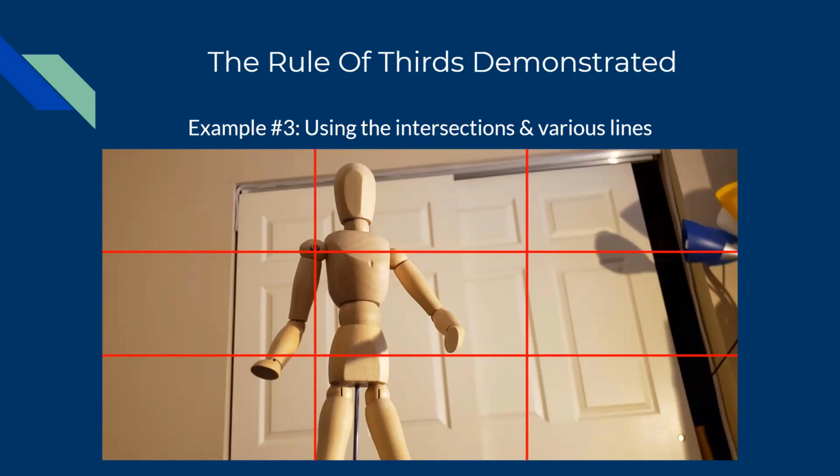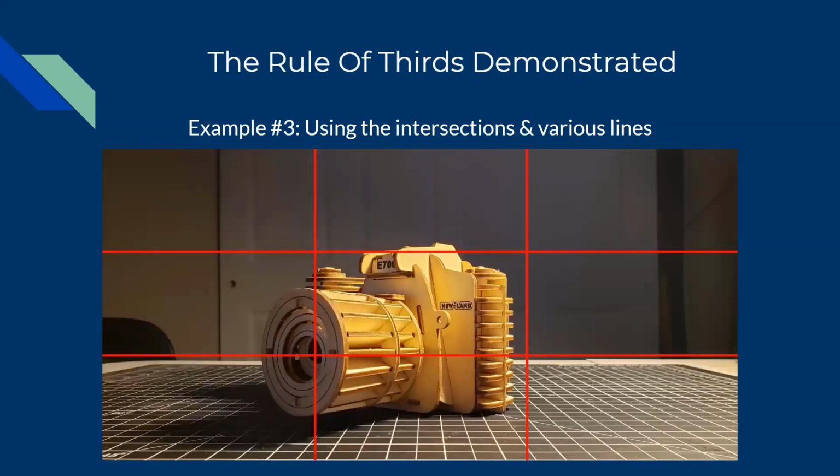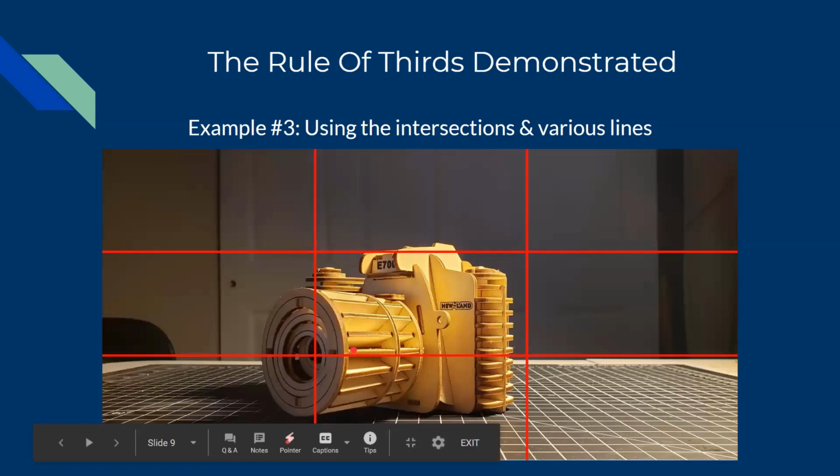So the next example I have should look familiar. Remember this guy? So here's what's going on with this photograph. The reason why it looks so good is because it doesn't only use an intersection point, but it also creates a horizon with the table.